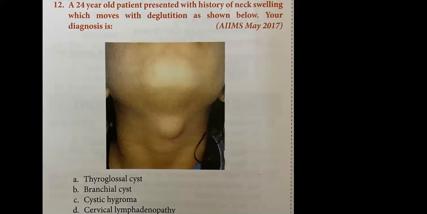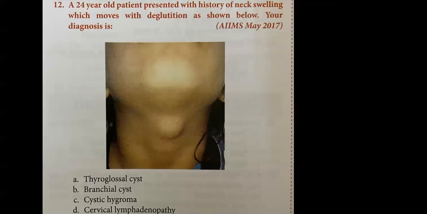Because of its location, first look at the diagram. The first thing you have to see, if a clinical question comes to you, is to locate the swelling. Is it a midline swelling? Yes, it's a midline swelling. It is not located in the region of the thyroid. The thyroid is just inferior to this swelling. It is located in the vicinity of the hyoid bone, and it is a midline swelling. So this should be a thyroglossal cyst.